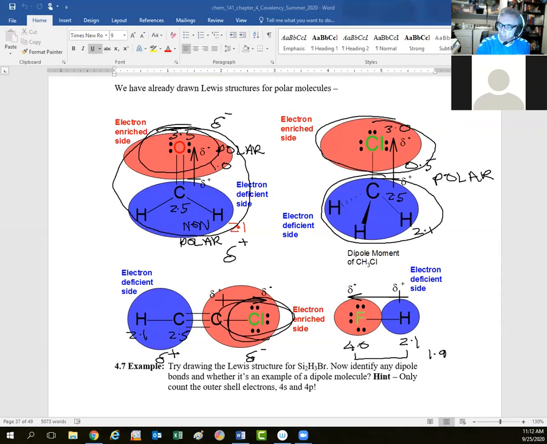Let's try an example, drawing a Lewis structure and determining if the molecule is polar. Any questions at this stage, by the way? This is kind of what we might have slightly gone over on Wednesday as well.